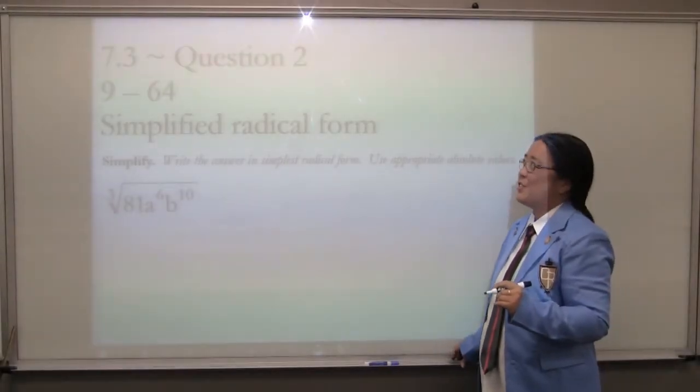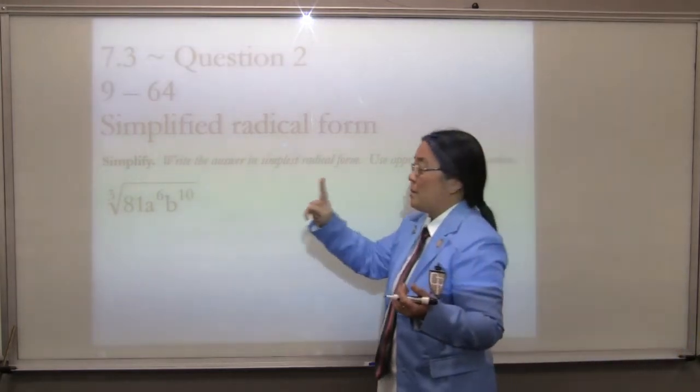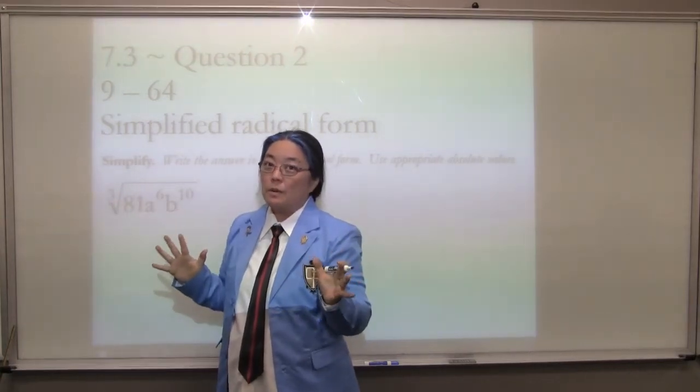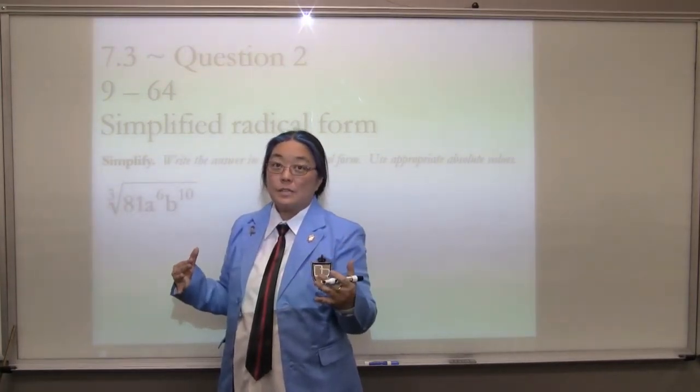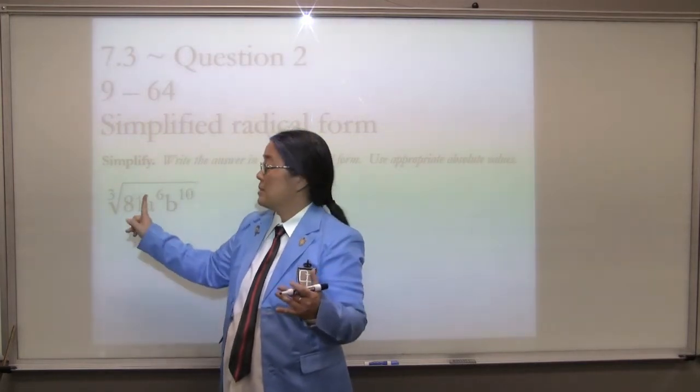Chapter 7, Section 3, Question 2. We're going to do simplified radical form. Remember in the last question when we had these index numbers and I said people were going to lose a lot of points by not writing those index numbers? People are going to lose a lot of points by not writing those index numbers.